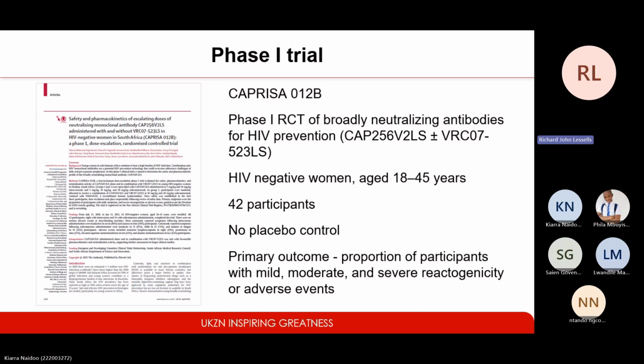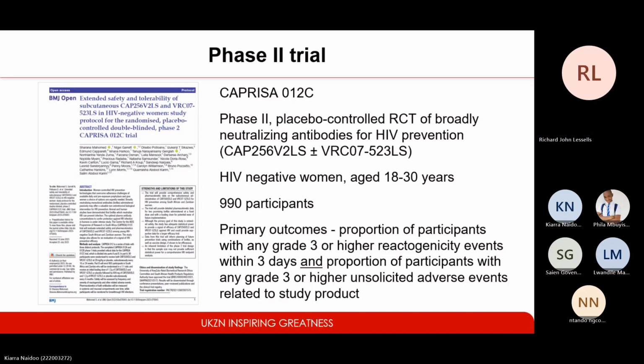So if we move on to a phase 2 trial, and here, this is the same product and the same intervention. So Caprisa then progressed, and this is a study that's still happening. The results haven't been fully released yet. But this is now a phase 2 study of these same antibodies. So you can see again, we're including HIV negative women. We've reduced the age range a bit. We've got just the younger women.